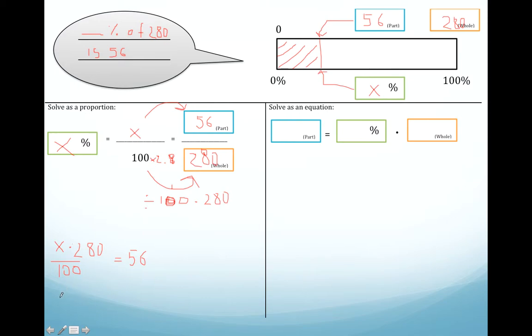To solve this, I can multiply by a reciprocal. X times 280 divided by 100. Notice how I'm fluently moving fraction line wherever I want to. So I can create an equivalent fraction. I can create a reciprocal to multiply both sides. Sorry. 56 times 100 over 280.